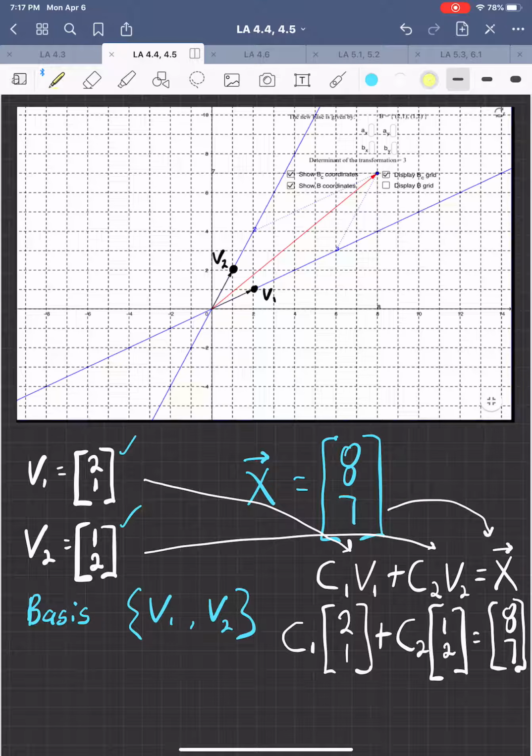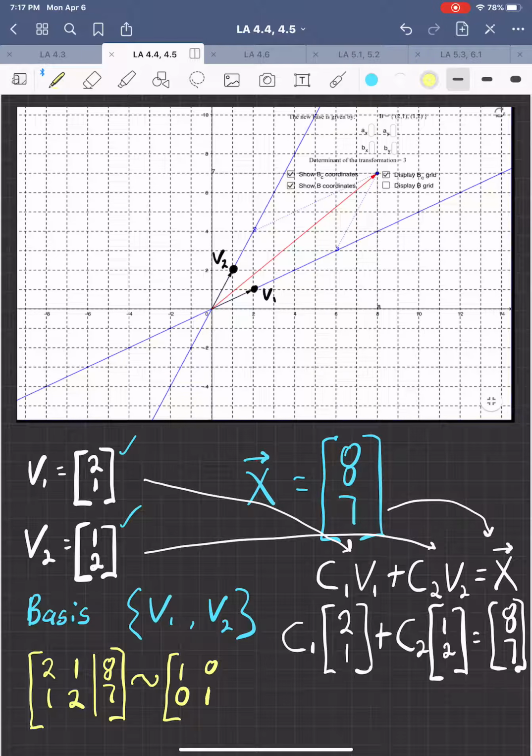Another way of doing this is just to simply take your three vectors, 2, 1, 1, 2, and you can go ahead and take your vector x and place them into a matrix. All right, and now we can just row reduce that matrix, which would give us 1, 0, 0, 1. And as always, you can double check exactly what this should look like, but we should have 3, 2.